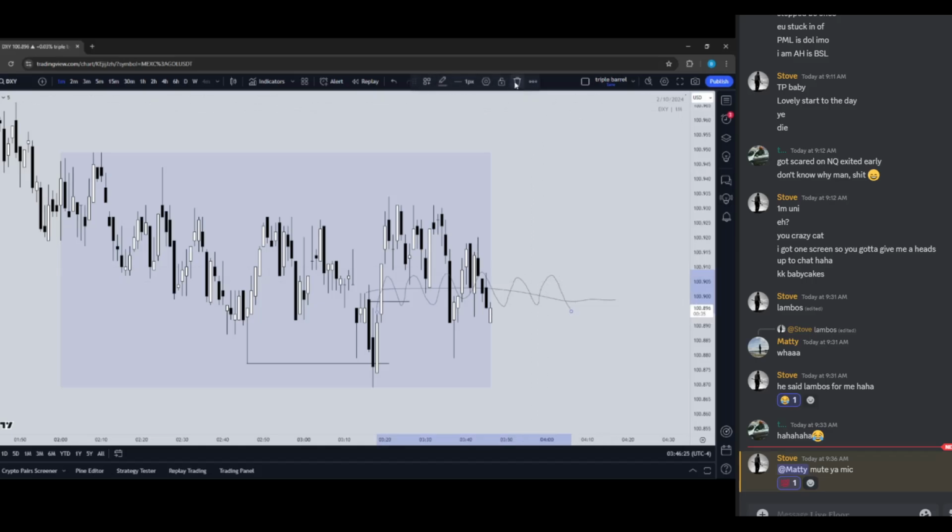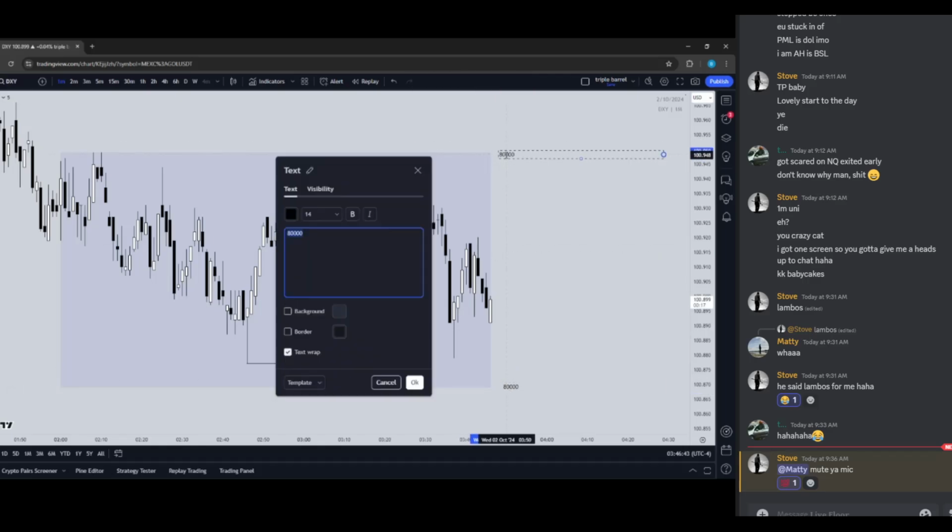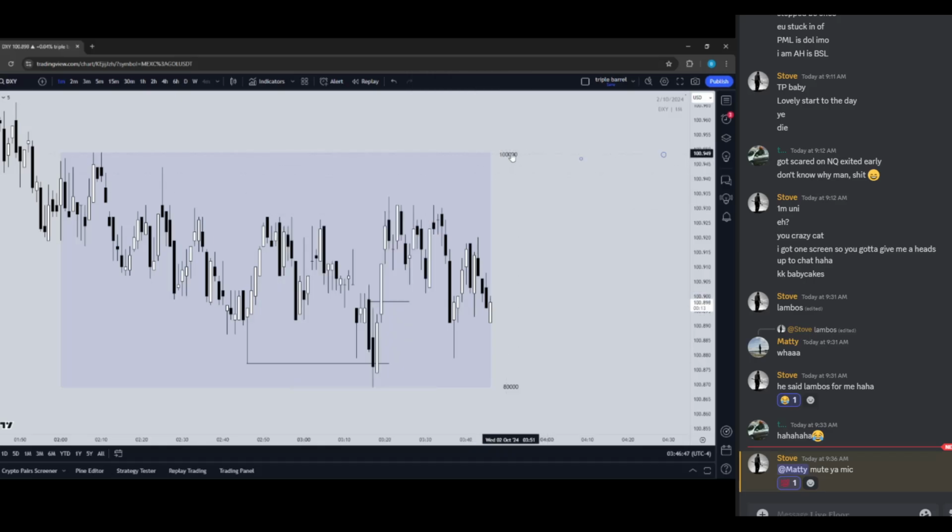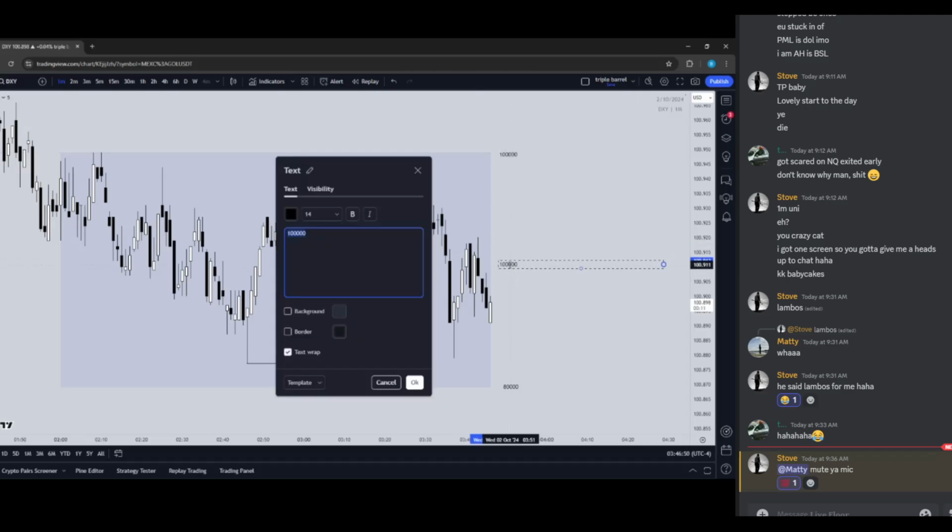The reason being, the way I think about it is, if we have this imbalance here, let's say that this is like our Ferrari chart or whatever. This is 80,000. Up here's 100,000, and here's the mean at 90,000.